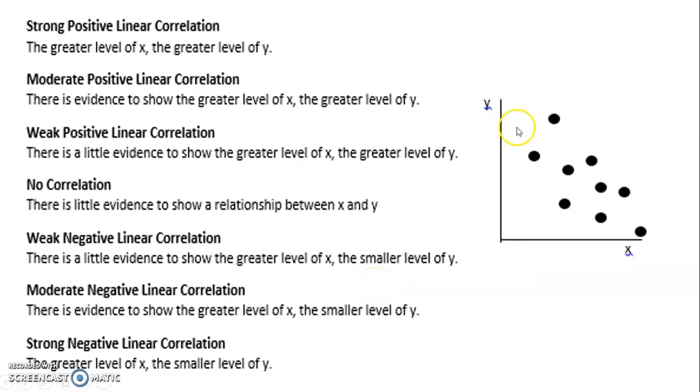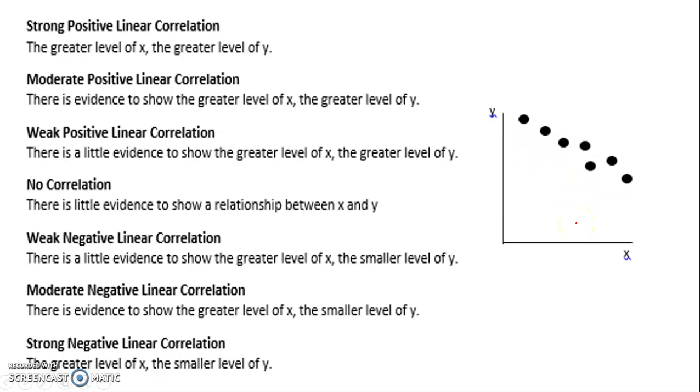Moderate negative just means it's negative again, but it's closer to a straight line because these dots are closer into where our line would be. And a strong correlation is really close to a straight line. A couple of things to be careful of. If it was an exact straight line up or down, it could be called a perfect correlation. You're not going to see that real often in real life, but it's possible to come up in a textbook.